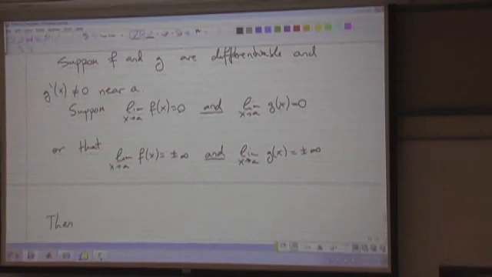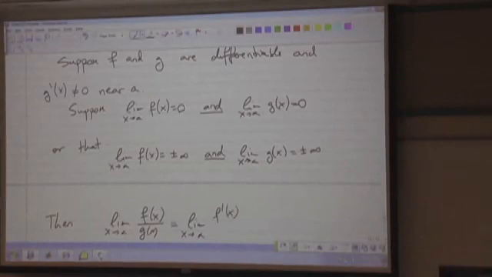Then the limit as x goes to a of f of x divided by g of x is equal to the limit as x goes to a of f prime of x divided by g prime of x. Okay?